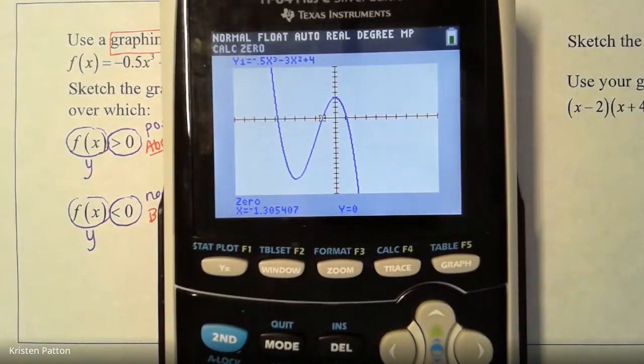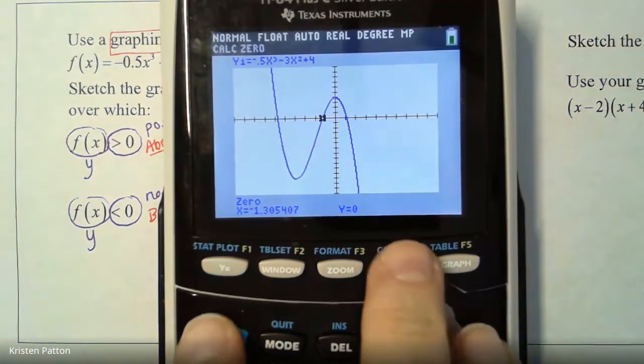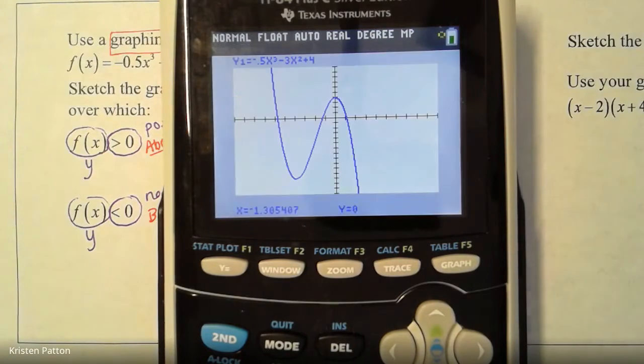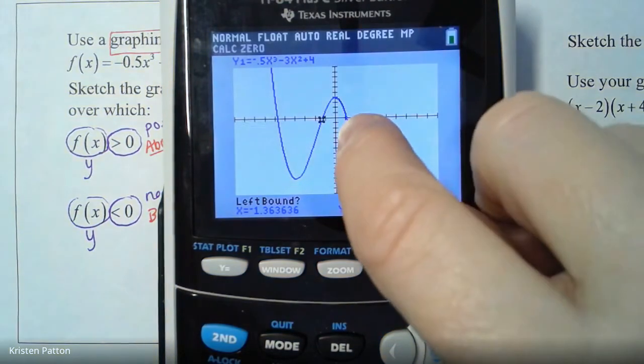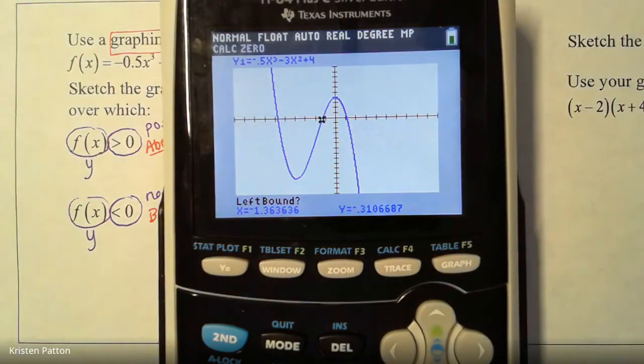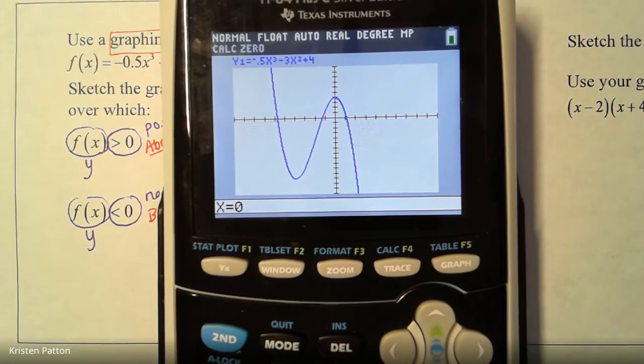All right, third one, and I'm going to show you something a little bit different this time. Still going second trace number 2. But for those of you that are struggling a little bit with the left side, right side, you can just type in numbers. I think we could all agree that this next x-intercept is around 1. So maybe we tell the calculator to look between 0 and 2, or 0 and 3, or 0 and 10. It doesn't matter. So when it says left bound, I'm just going to type in a 0 and hit enter. This is an alternate way of finding the zero.